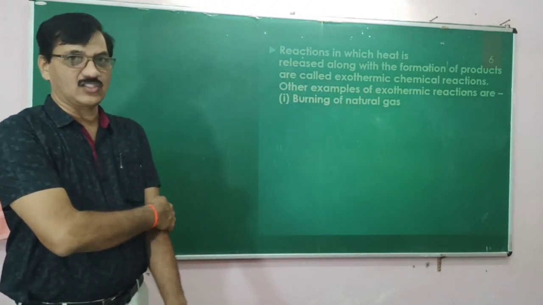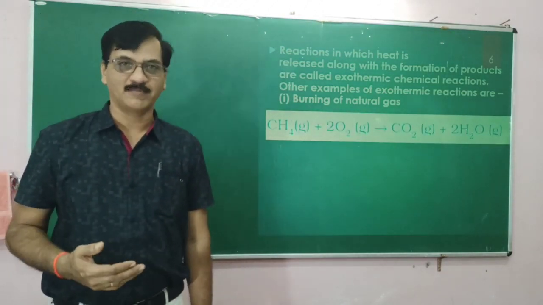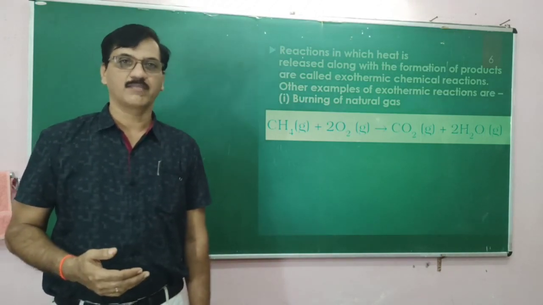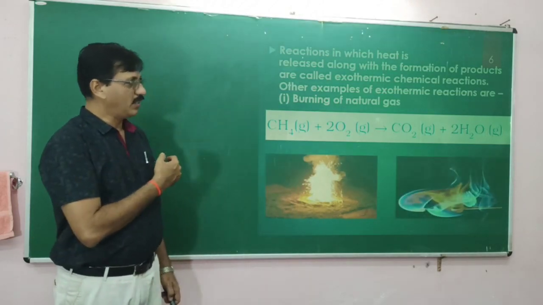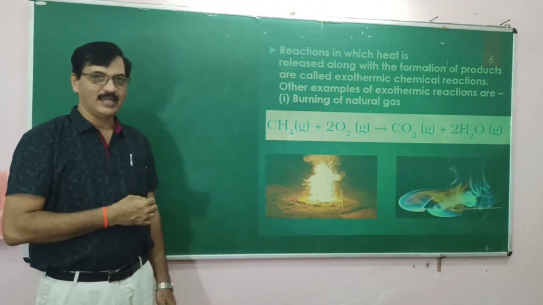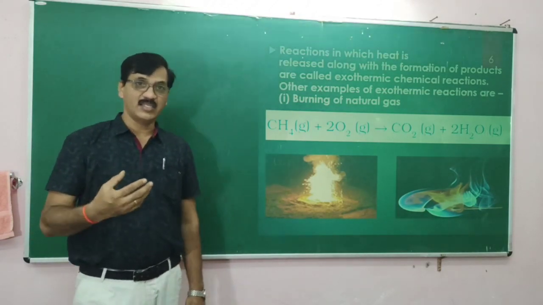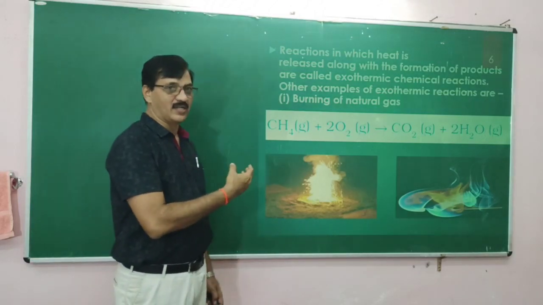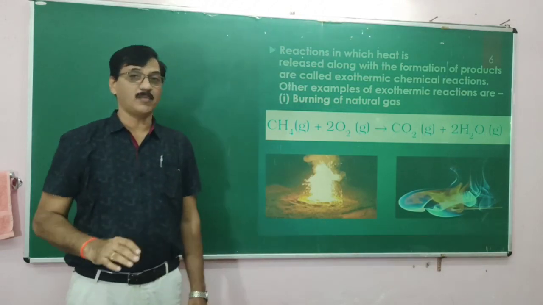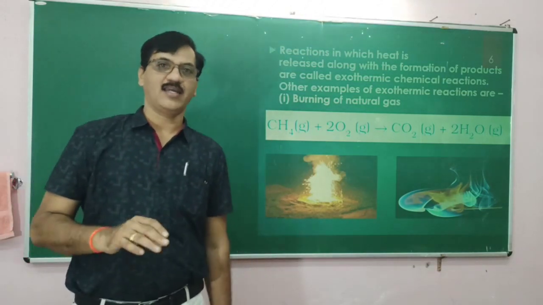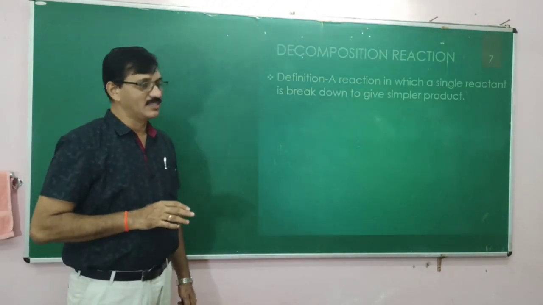In these reactions we find that heat is being evolved. Such reactions are called exothermic reactions. For example, methane gas, when it burns in air, produces a lot of heat energy. And this may not be a combination reaction, but it is an example of an exothermic reaction. Normally, combination reactions are exothermic reactions. Right?